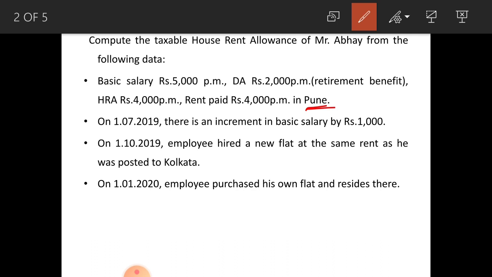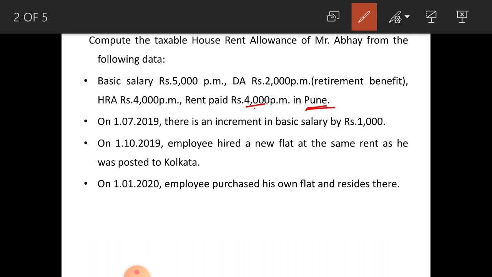Next, see, on 1st October 2019, employee hired a new flat at the same rent as he was posted to Kolkata. On 1st October 2019, he transferred to Kolkata and he hired a new flat there for the same price, that is the rent rupees 4,000 per month in Kolkata also. And on 1st January 2020, employee purchased his own flat and resides there. Here you have to calculate taxable HRA by using this information.